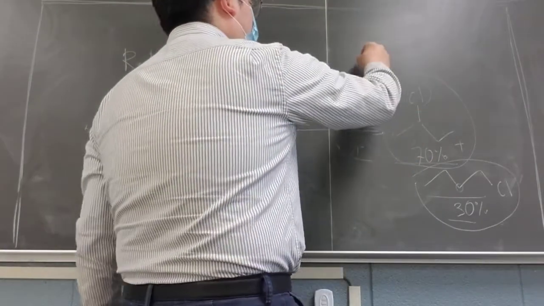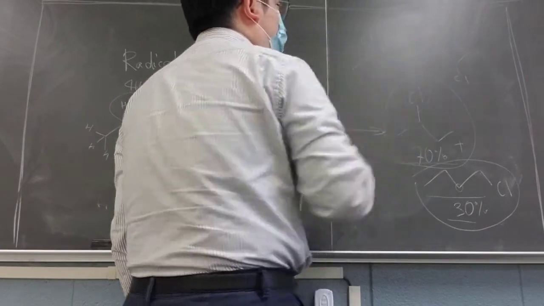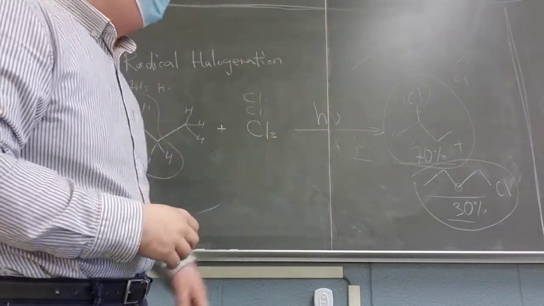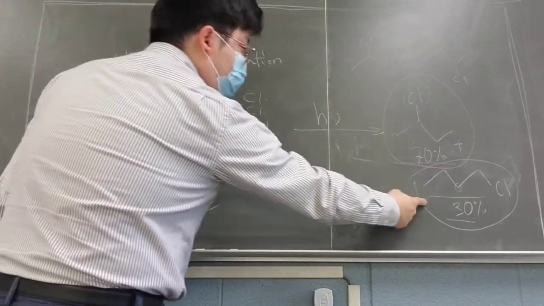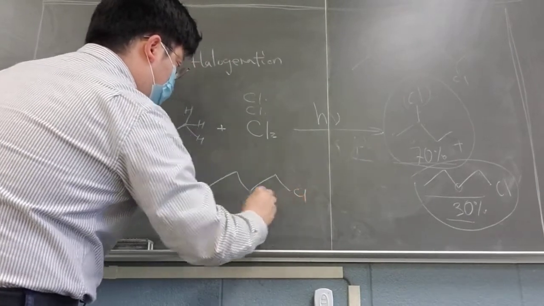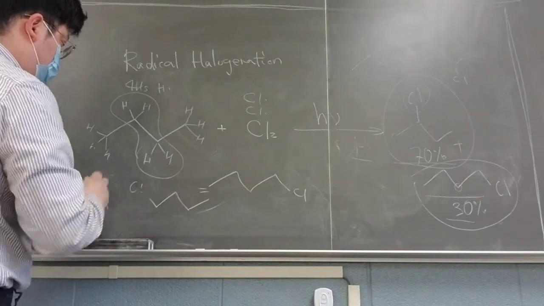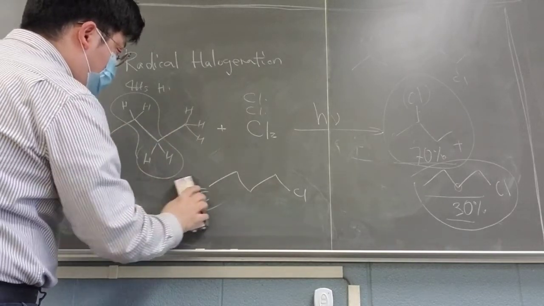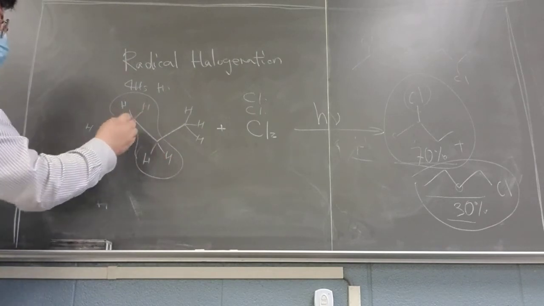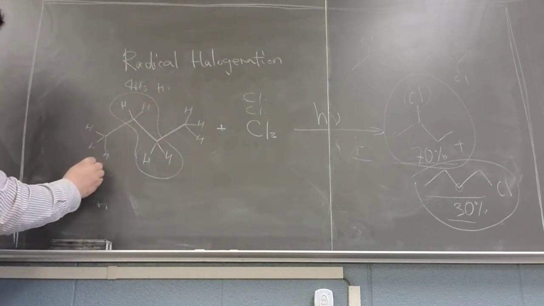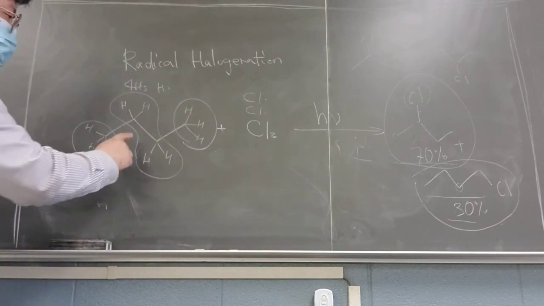Because they're the same, you can put it here or here and it will still be the same. The two ends are also the same too, because you can rotate. So that means in the inner carbons you have 4 hydrogens to be halogenated. In the terminal you have 6. So there will be 4 and 6.